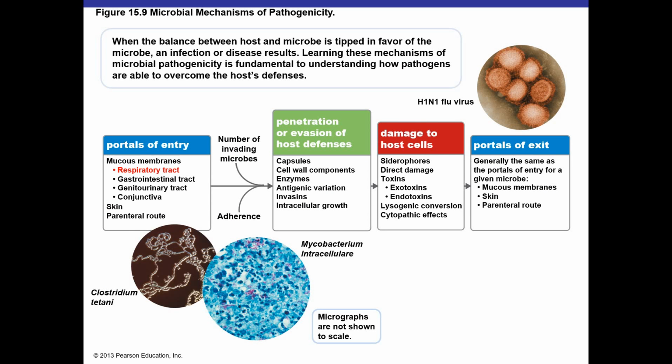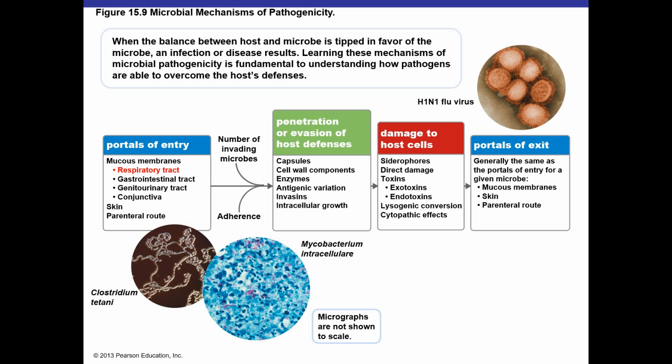So in summary, we see the microbial mechanisms of pathogenicity is a balance between the host and microbe. When the microbe starts to tip things in its favor, that's when they begin to cause infection. So they need the right portal of entry. Again, the mucous membranes are always the most used portal of entry. Of the mucous membranes, specifically, the respiratory tract is the one that is most used. Skin is a portal of entry. The follicles, pores, sweat ducts, and the parenteral route, something that gets under the skin, so the proverbial needle stick.